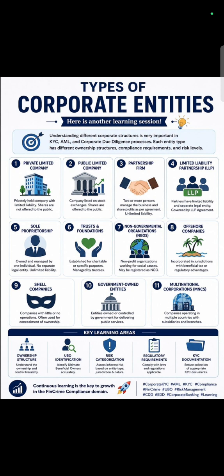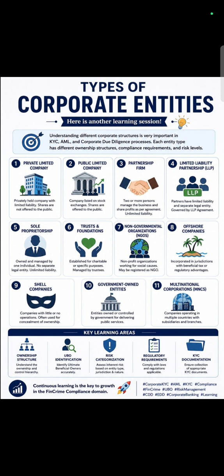Fifth is sole proprietorship. Sole proprietorship is also one kind of entity which is owned and managed by one individual, no separate legal entity, unlimited liabilities. Sixth is trust and foundation. So these kinds of entities are established for charitable or specific purpose, managed by the trustee. Seventh is non-governmental organizations or NGOs. So non-profit organizations working for social causes may be registered as an NGO.